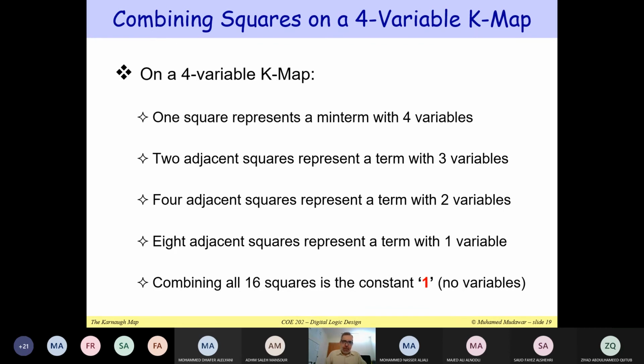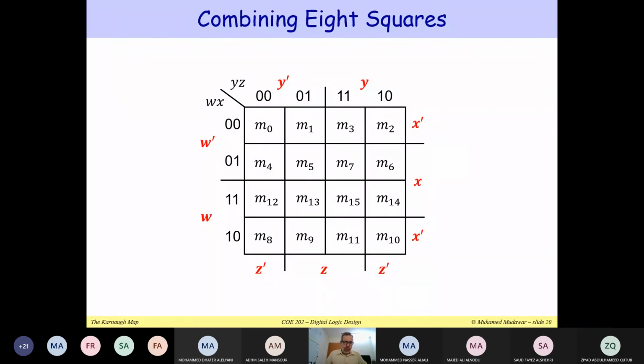Okay, this is basically how we use the 4 variable Karnaugh map. So I'm going to show you some examples. This is basically combining 8 squares. Notice how I'm labeling the rows and the columns. For these 2 rows, W equals 0, so this is labeled as W prime. Here, these 2 rows are W equal to 1.